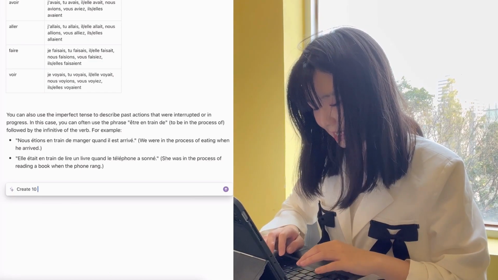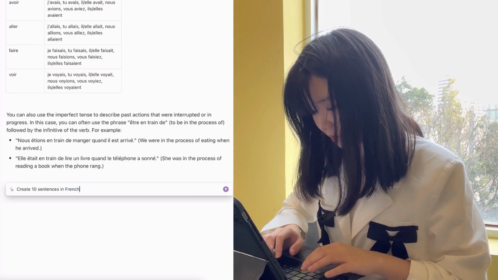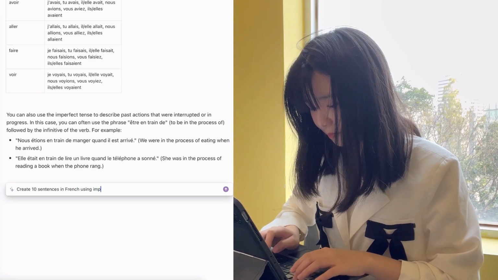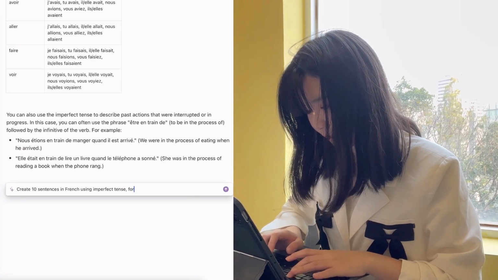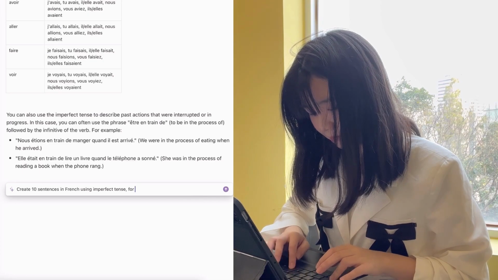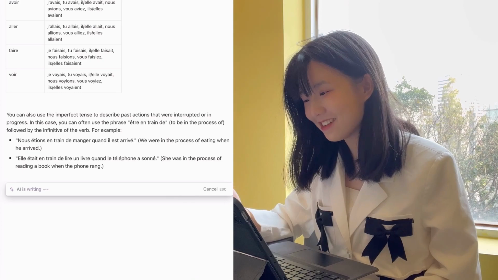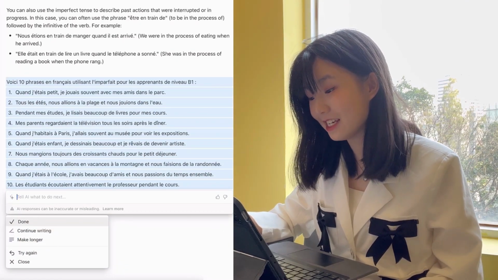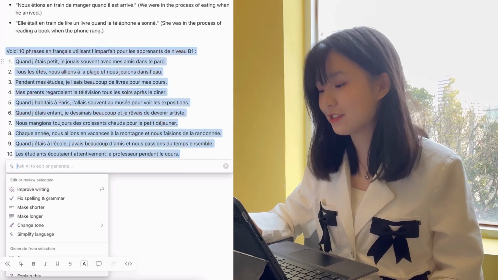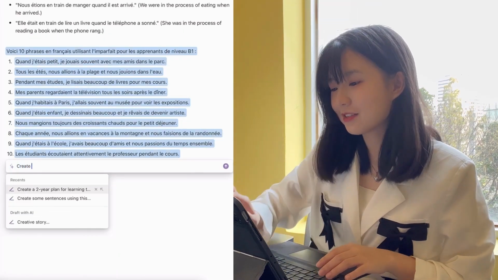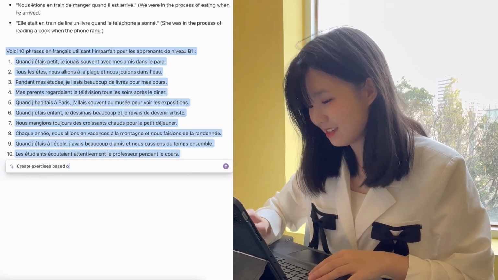Create 10 sentences in French using imperfect tense for B1 learner. Here are 10 sentences Notion AI created using imperfect tense that are suitable for B1 learners to learn. Now I'm going to ask Notion AI to create exercises based on these sentences.